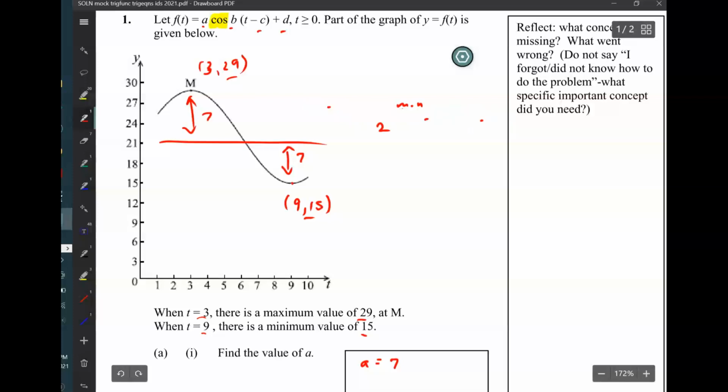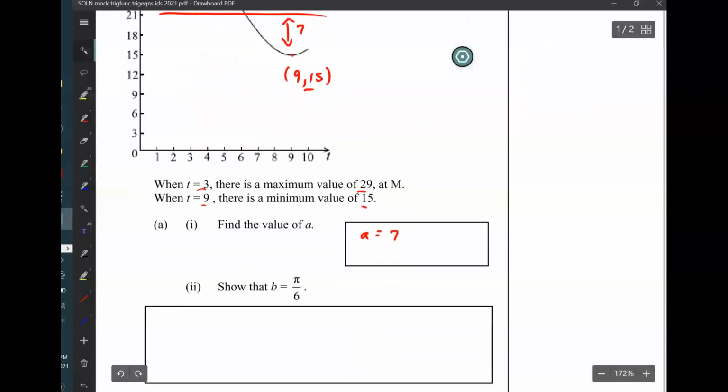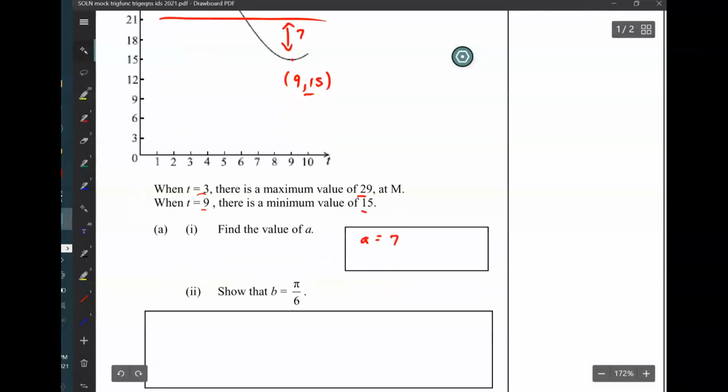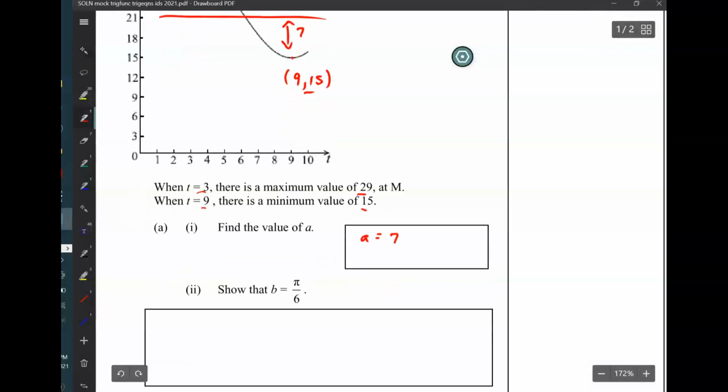So part B. Part B asks us to show that b is equal to pi over 6. Remember, there's a formula that we should memorize for b, and you could memorize it in one of three ways. One is that b times x equals 2 pi. The advantage of memorizing this way is there's only one formula to memorize, where x is the period. Another way is b equals 2 pi over period, or period equals 2 pi over b. This is also pretty easy to memorize because of the symmetry between them.